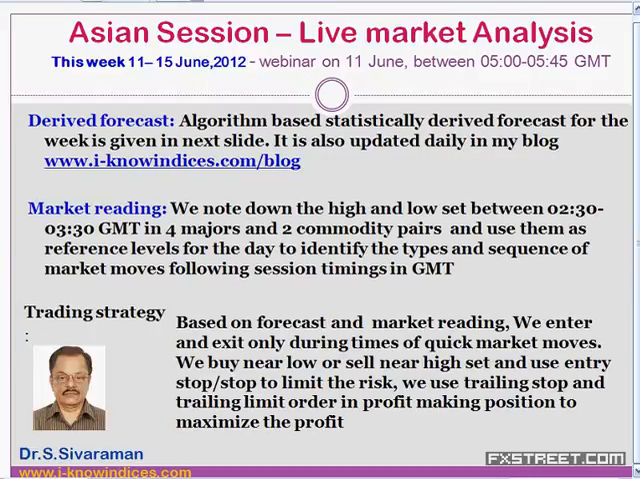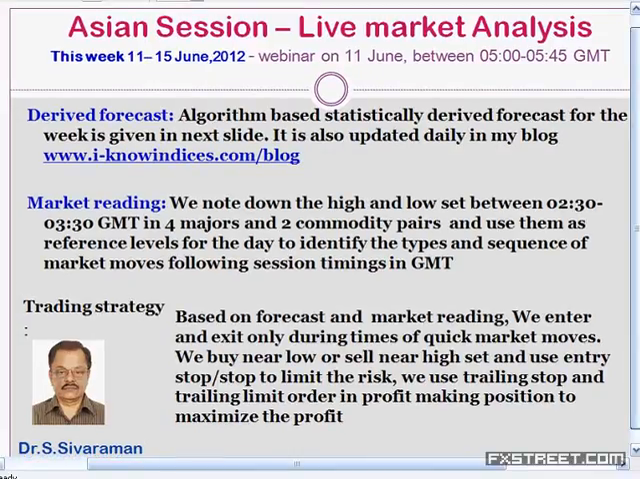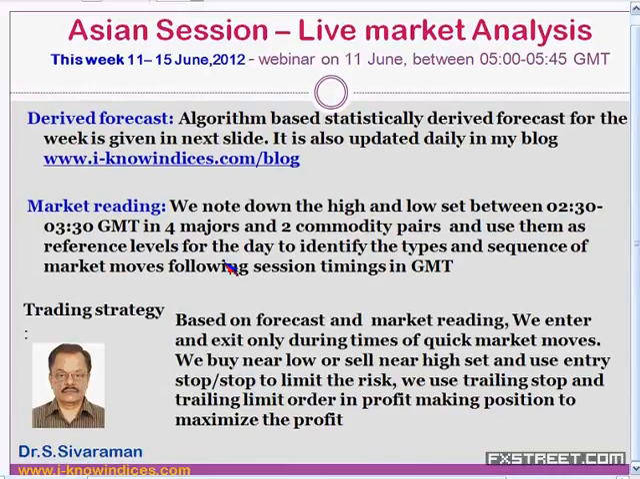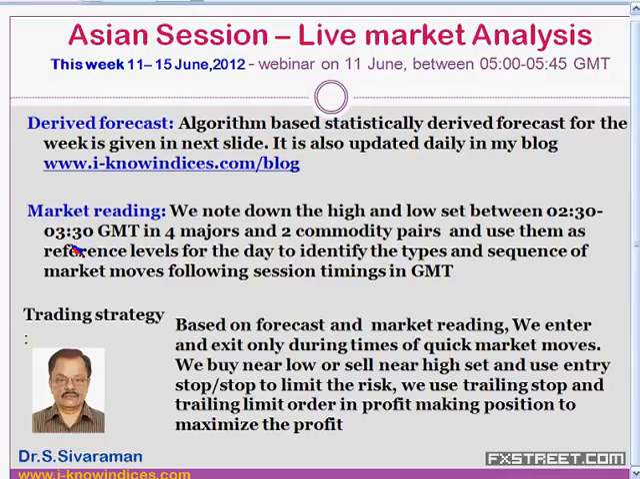So we use only the live market quote page. I have given the link for the same. We use the live market quote page to track the market. So when you want to track the market, first of all, we note down the initial lows and the highs and try to identify the type of moves they could possibly do during this particular day.